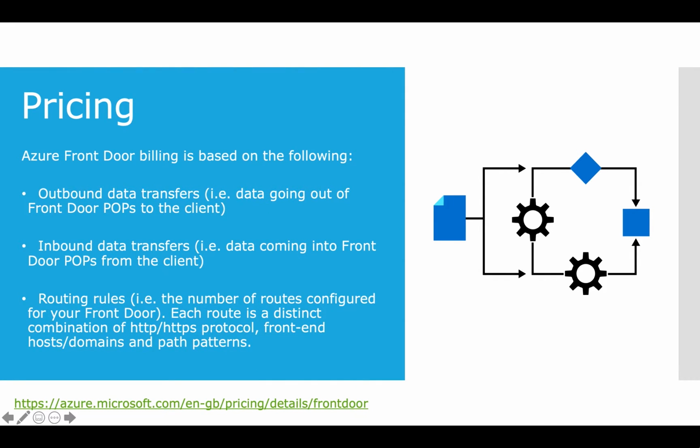So next up, I'd just like to briefly talk about pricing. Azure Front Door billing is based on the following: outbound data transfer, so that's data out of the point of presence to the client; inbound data transfer, so that's data coming into Front Door points of presence from the client; and routing rules, and those are the number of routes you've got configured on your Front Door.